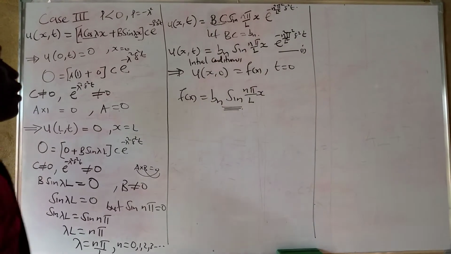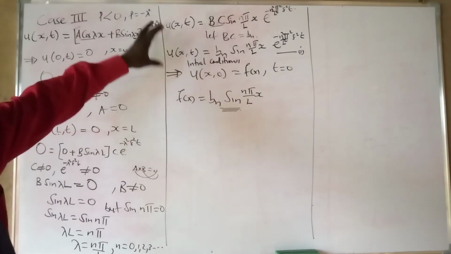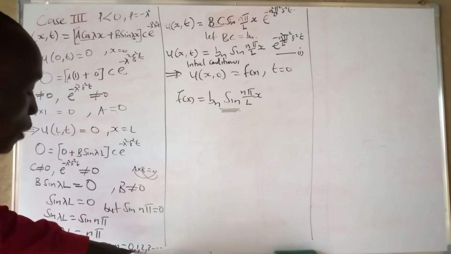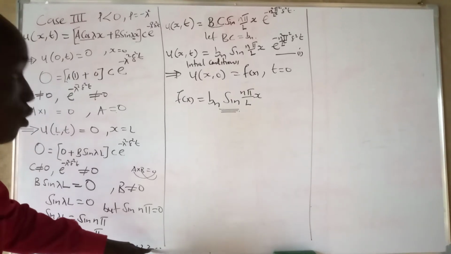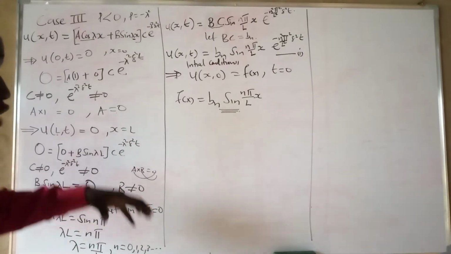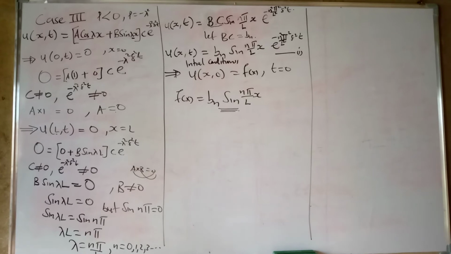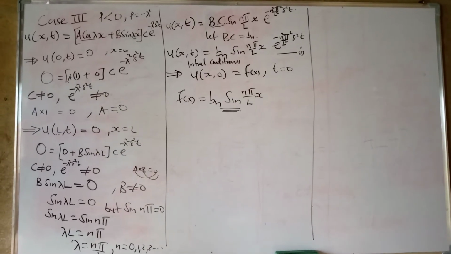So after that, we can do what we call a linear combination of this function here. We can sum it because the values of n are many. There is n equals 0, n equals 1, n equals 2, n equals 3. There are many values, so we can do a linear combination. We can sum the whole values. After summing the whole values, we shall see that we are going to have a bigger solution.